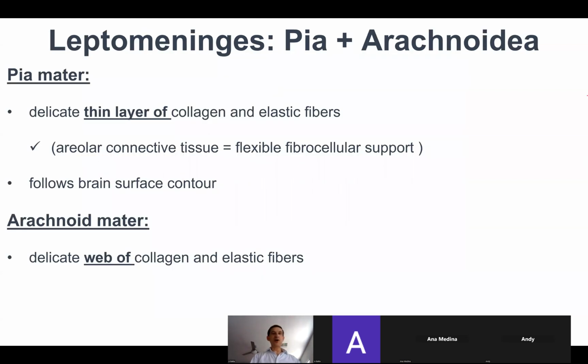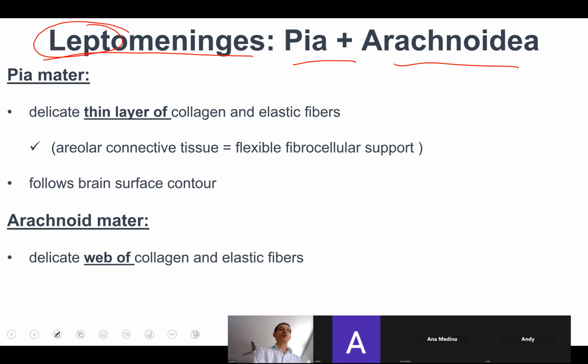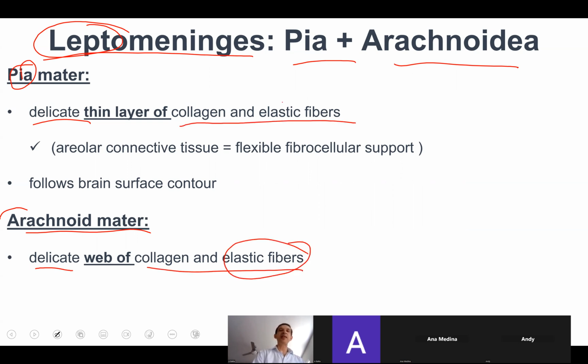All right, so now let's talk about the other two meninges. So dura was a hard mother, right? So we have pia and arachnoidea, and we use a term leptomeninges for both of them because they're both thin, lepto meaning thin. So pia mater on the inside, arachnoid mater in between. All right, so both of them are very thin. Both of them are very delicate collagen and elastic fibers. And if I tell you elastic, obviously, what do you think? You think, kind of elastic.